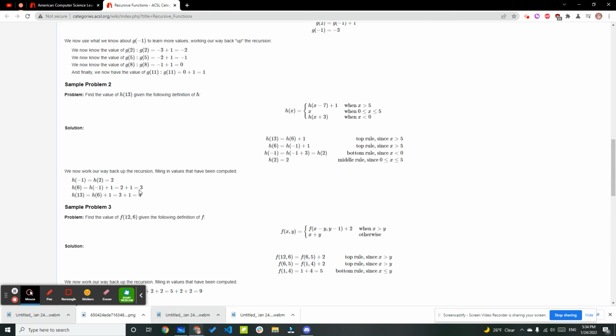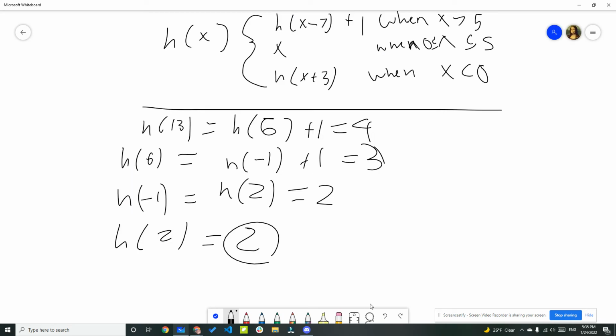So the solution is 4, because you go backwards, and it shows the rules you use: the top rule since x is greater than 5, and then x is less than 0, and when you add 3 to it you get h of 2, which is between 0 and 5, and you return 2. Then you work backwards to get 4. So that is the way you do it. And I'm going to erase it.